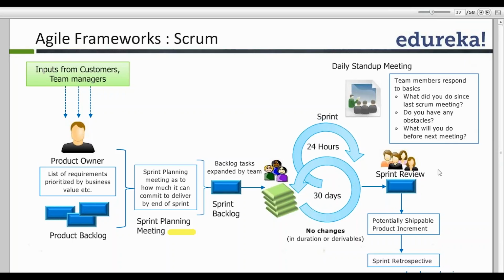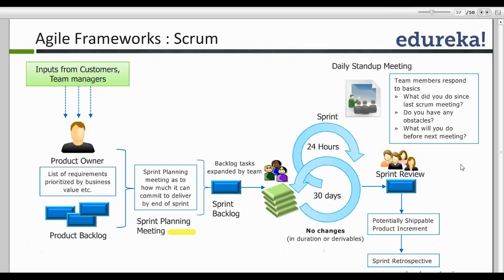Can the sprint backlog be changed during the sprint execution? The answer is no. A sprint backlog cannot be changed because it's a commitment made to the product owner. Is that clear, Ranganathan? I hope you are able to hear me.